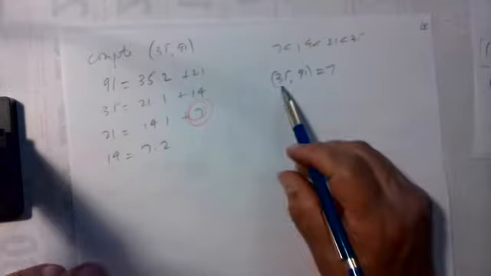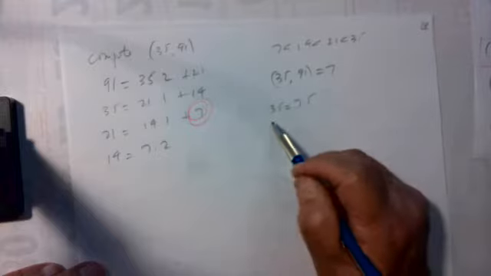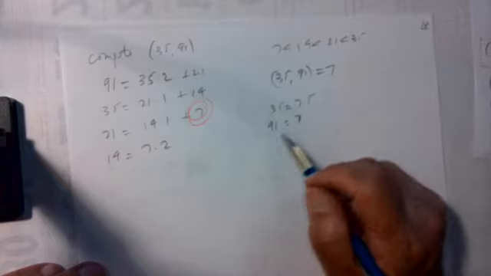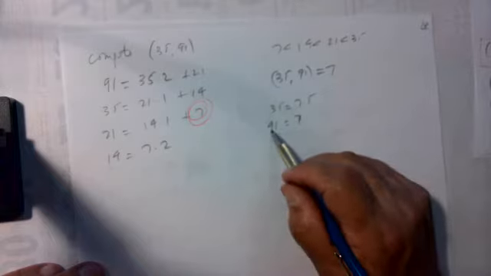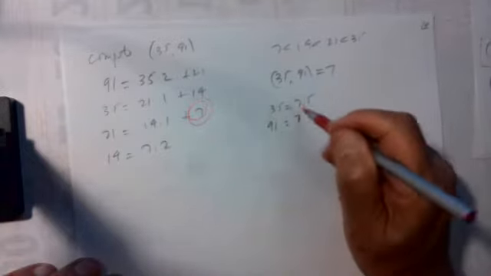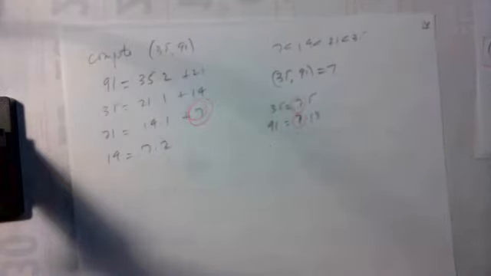And of course, you can check: if you divide 7 into 35, it goes exactly 5 times. If I divide 7 into 91, it goes 13 times. So you see 7 is a common divisor of 35 and 91, and it is the greatest common divisor. Any questions about this?